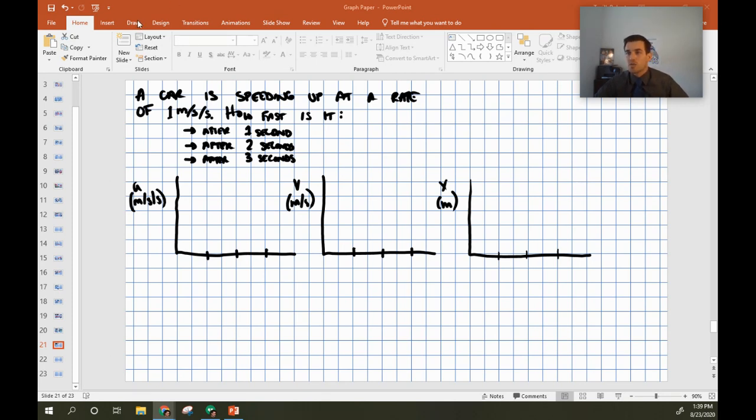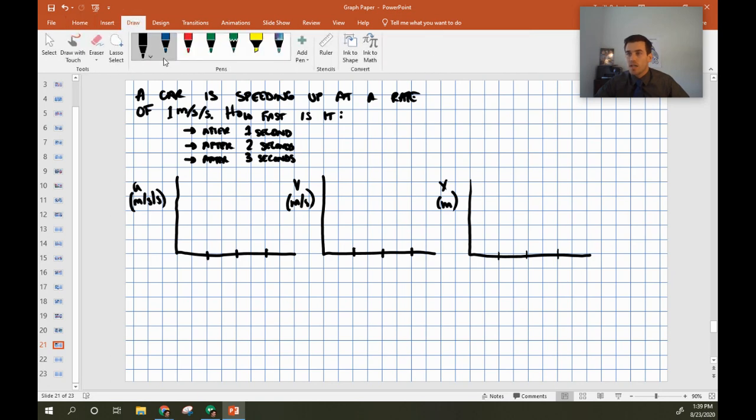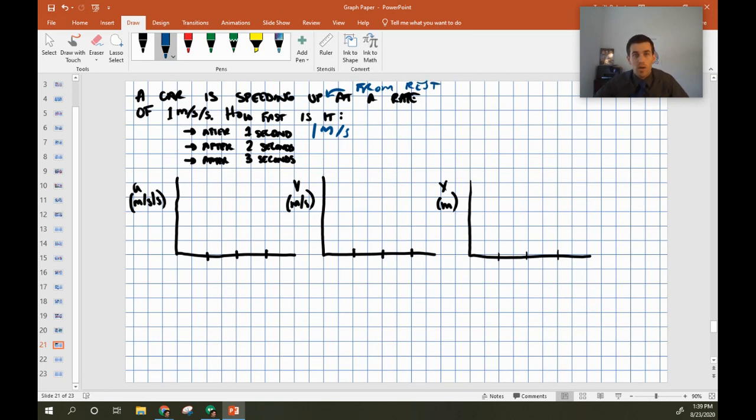Your answer would be 1 meter per second. And you're right, or at least mostly, because I have to put in something here that wasn't in the question originally. I have to say that the car is speeding up from rest. We know that it's speeding up at a rate of 1 meter per second per second.